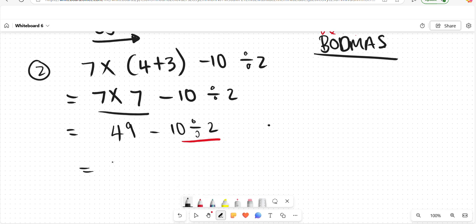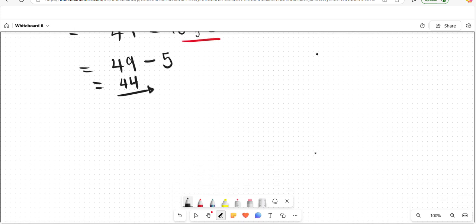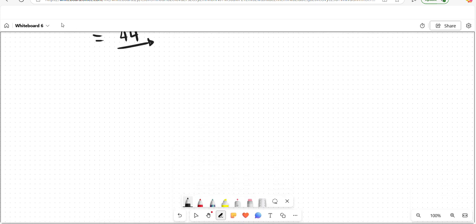So I keep my 49, and now I am saying 10 divided by 2 gives me a 5. And at this point, you could just subtract them. 49 minus 5 is a 44. And there we go. That's question number 2. All right, let's do another one. Let's look at number 3. And number 3 looks like you have a 7 times a 7 plus a 4 times an 8.